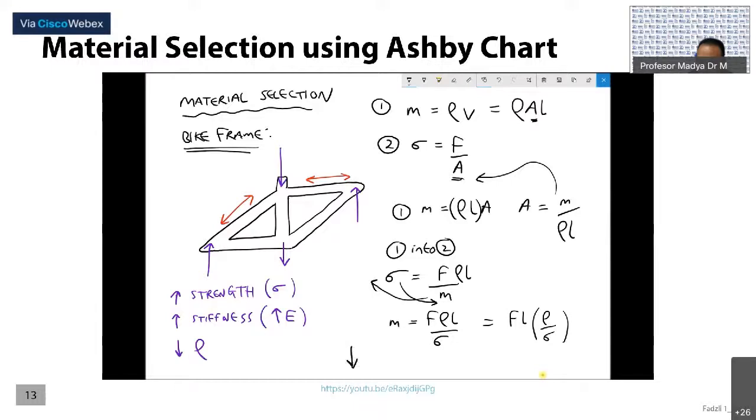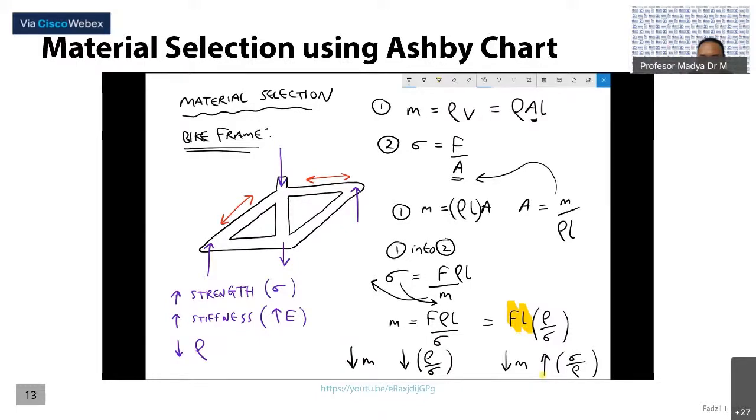So finally, if I want to minimize M, I need to minimize rho over sigma. The reason being is the force is going to be a constant and the length of the tube is going to be a constant. The only two parameters there that are affected by the material is the density and the strength of the material. Now, if I want to minimize the mass by minimizing rho over sigma, then that's exactly the same as saying I'm minimizing the mass by maximizing sigma over rho. I'm just inverting that fraction. So what we're looking to do in this example is we're looking to maximize sigma over rho.